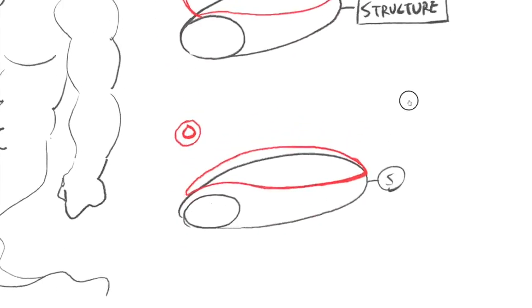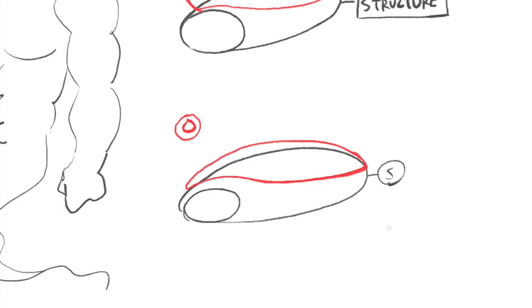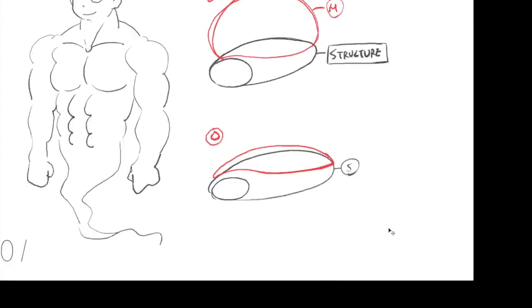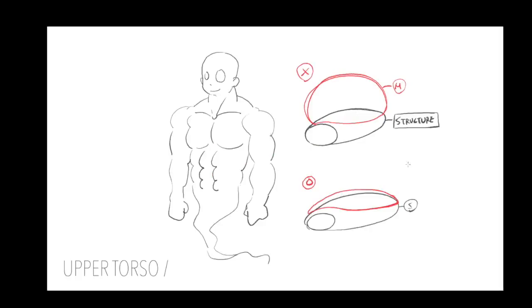Okay, think about it more like a flat surface attached to the other surface. So there's a slight bump, and the volume mass is kind of attached to the flat structure. If you draw with this in mind, it's going to help your drawing a lot more when you draw a human figure.